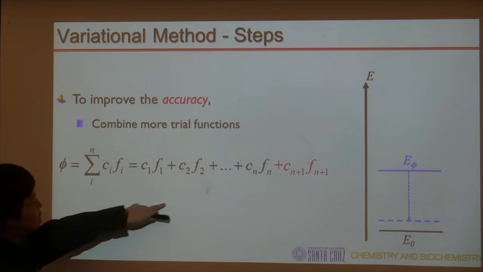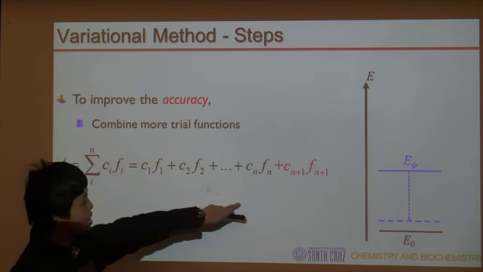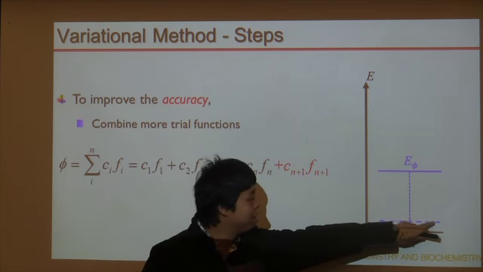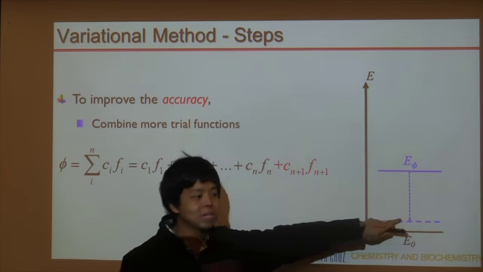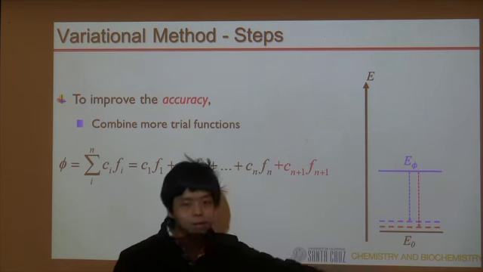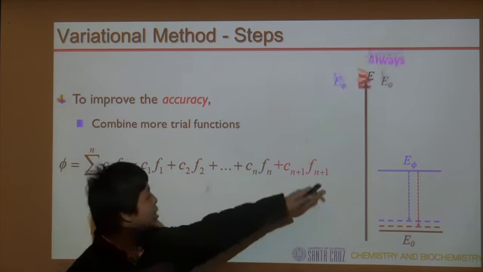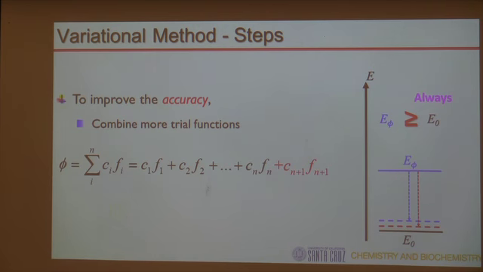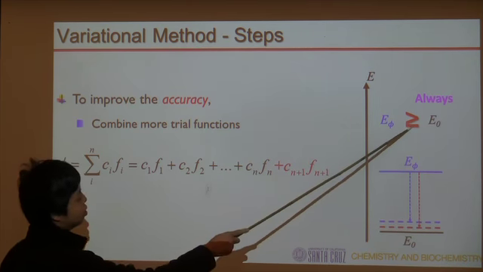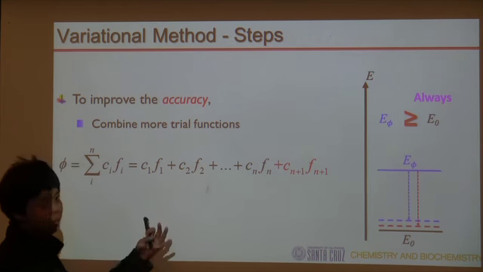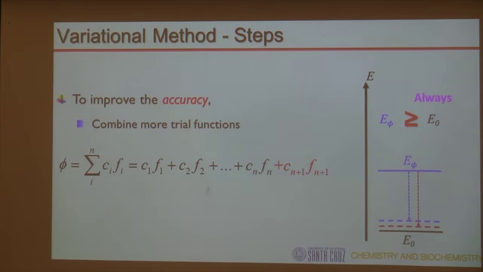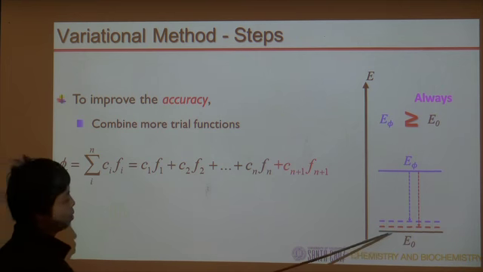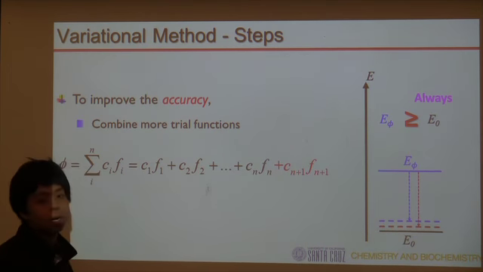What I mean by improving the accuracy is, this is your previous picture, you reached this level, and now you can reach a lower level, even lower. But keep in mind that your trial energy should always be higher, or in the best situation equal to the exact energy. But this equality is pretty hard to reach, so you always end up with something higher. It just depends on how high compared to the exact one. The closer, the better.